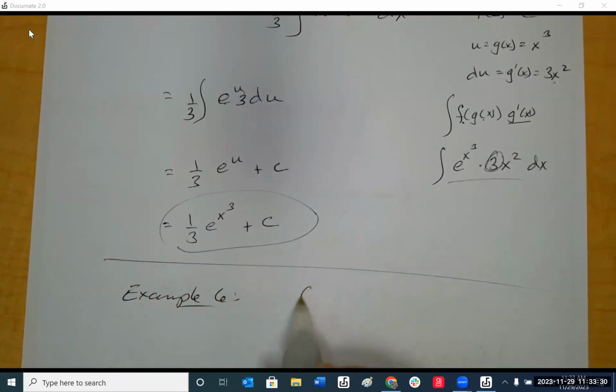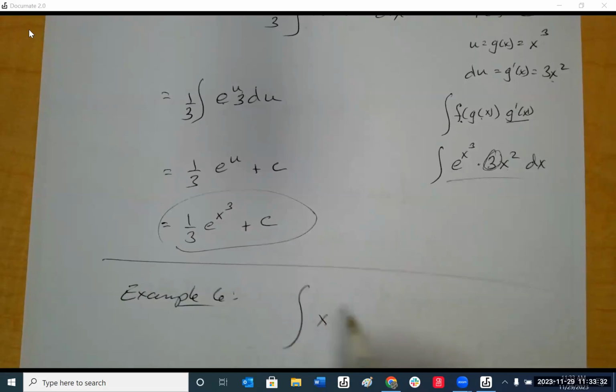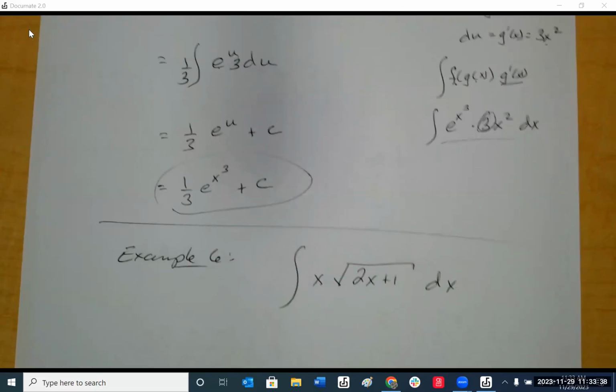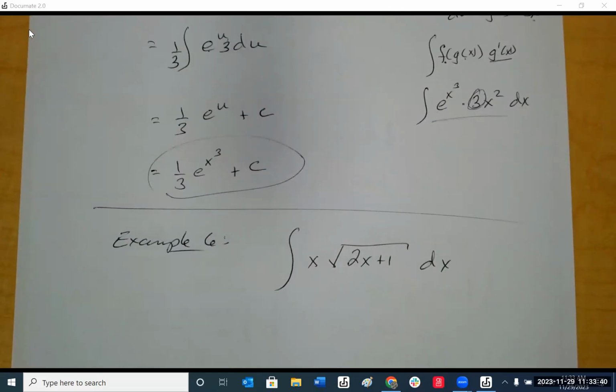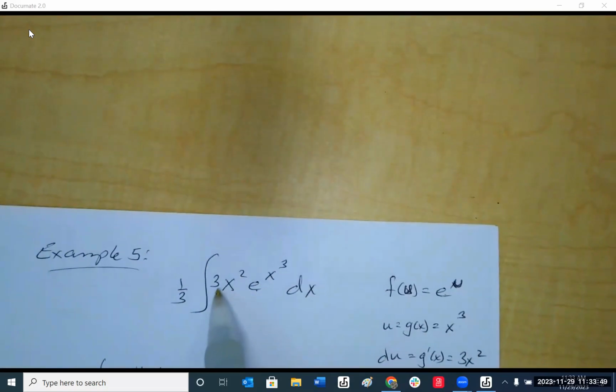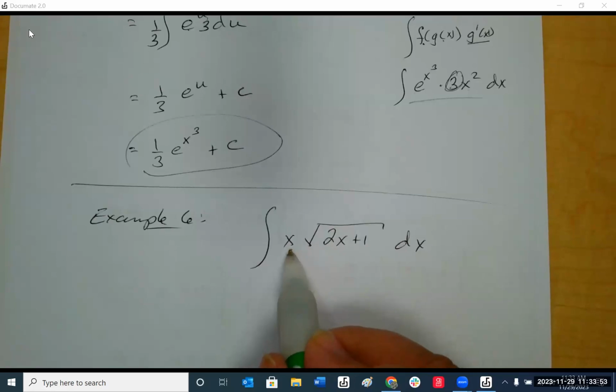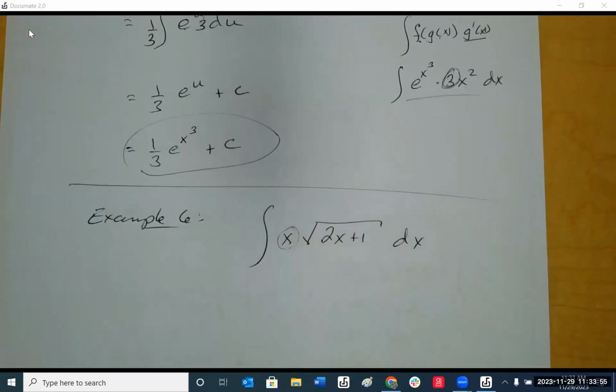Example 6. Up until now, we've been missing just an integer, a number. What if we have an extra letter that's not supposed to be there? Well, it's supposed to be there, but there's nothing we know that'll take care of it.